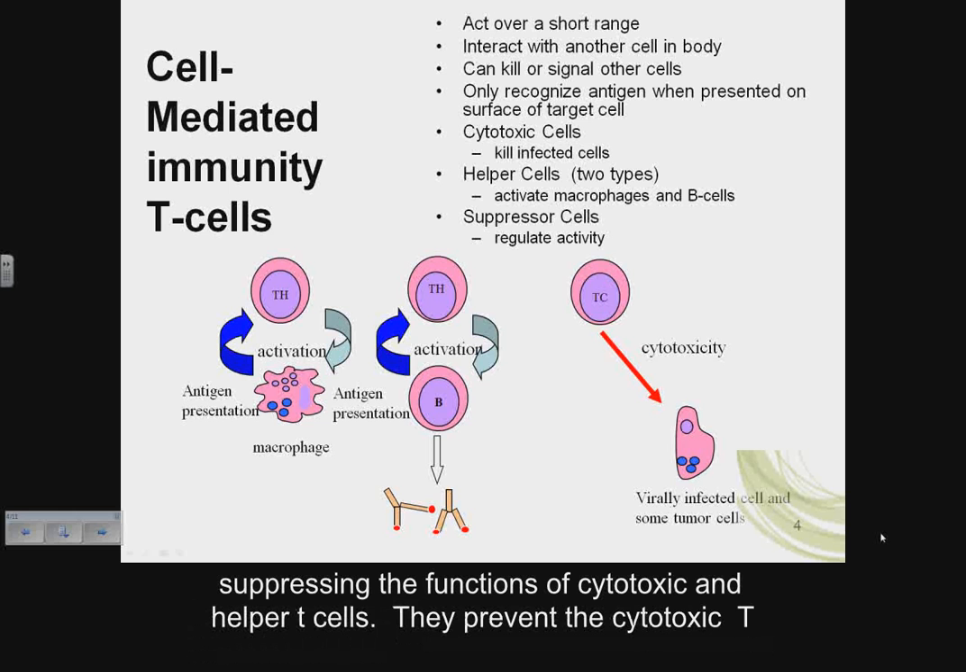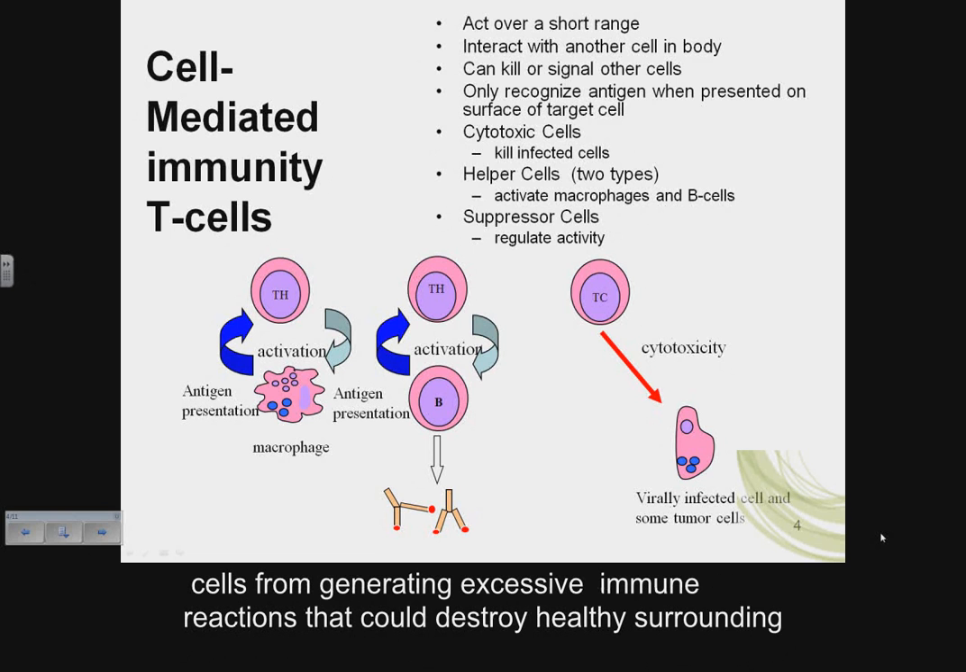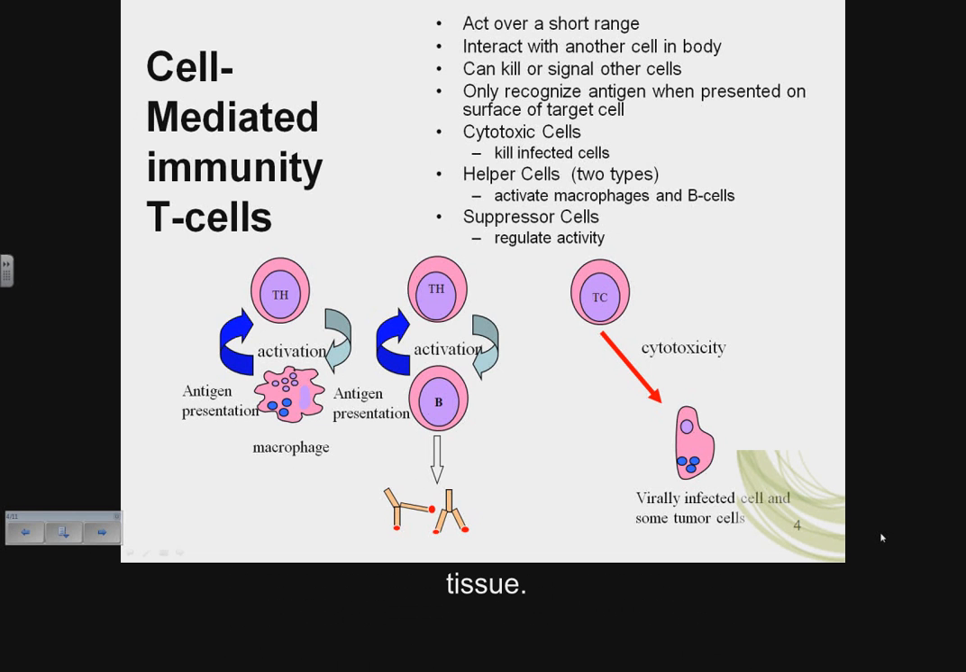Suppressor T cell function is not well understood, but we do know they are capable of suppressing the functions of cytotoxic and helper T cells. They prevent the cytotoxic T cells from generating excessive immune reactions that could destroy healthy surrounding tissue.